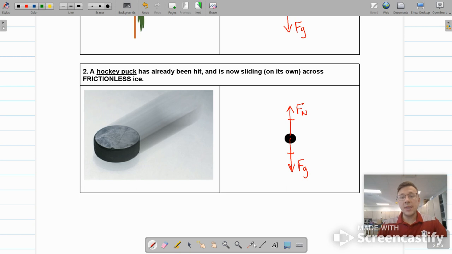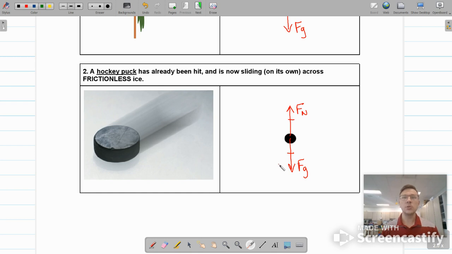We said that the puck would go across the ice after it's been hit and it's frictionless ice. So that means there's no friction slowing the puck down. I'm also no longer pushing the puck with my stick. It's just on its own. So in this case, the puck is actually just going to continue on at a constant velocity because there is nothing to speed it up or slow it down.